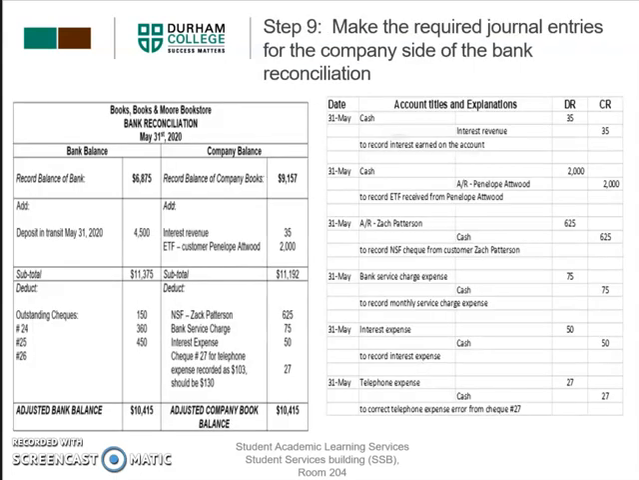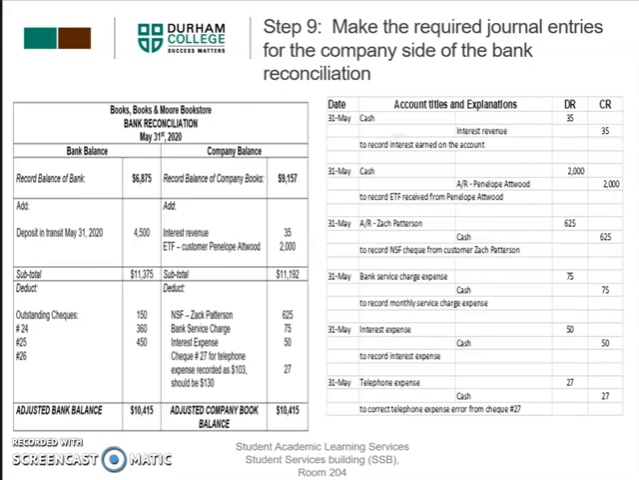The last thing that we need to do in the general journal is to record the journal entries for the items found only on the company side of the bank reconciliation. The reconciling items on the company side are items which have been recorded on the bank side, but not the company side. In order for the cash ledger to be $10,415, the adjusted company book balance, we must make journal entries for each item.